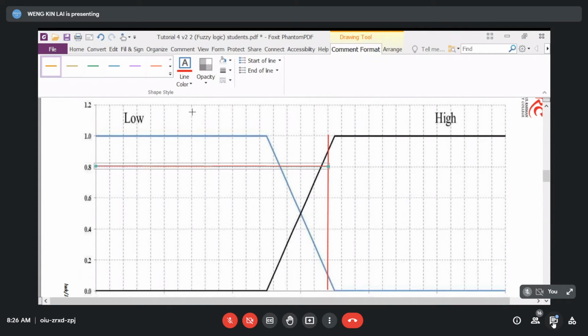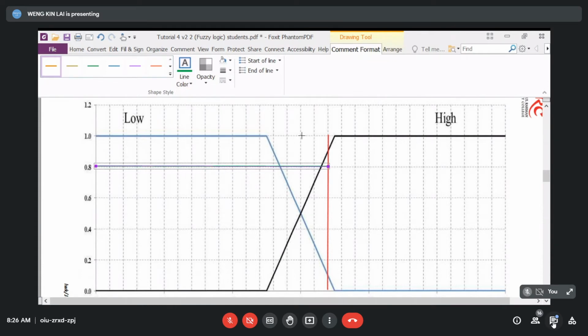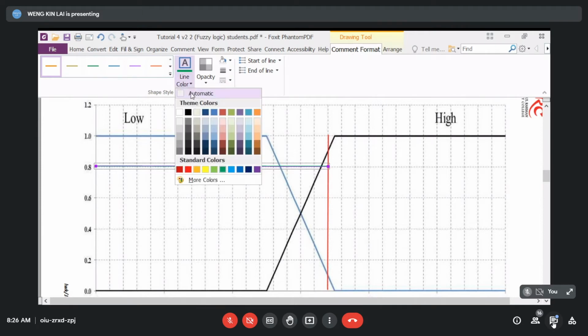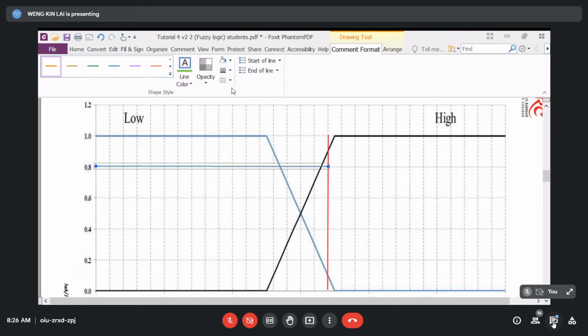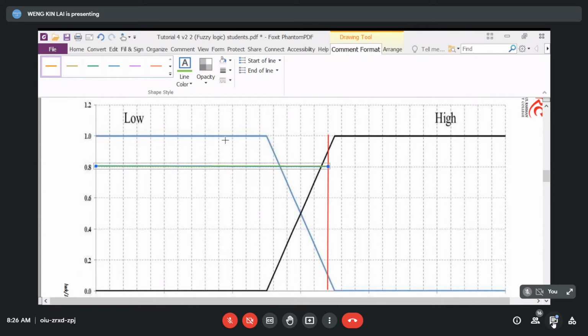I can even change the color. Oh, okay, not so good, isn't it? We can't see clearly. What color do I want? Maybe I can do green color. Maybe do a thicker line. Okay, right. So X is low, so your low will be down here.